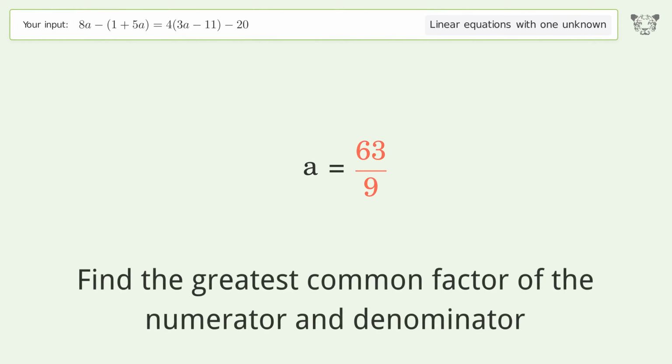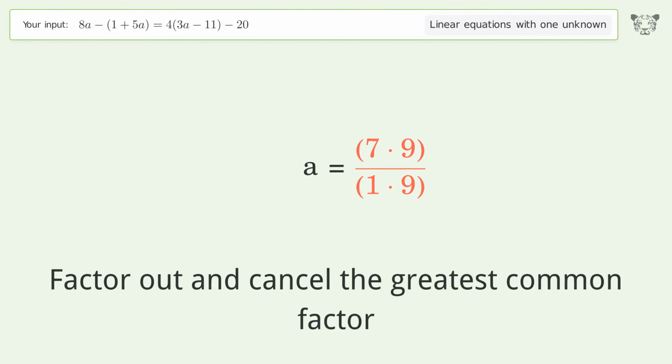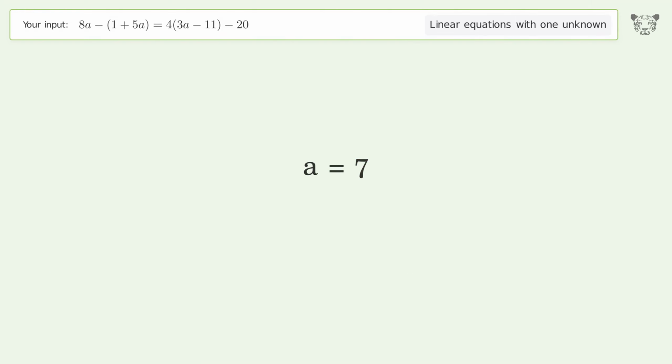Find the greatest common factor of the numerator and denominator. Factor out and cancel the greatest common factor. And so the final result is a equals 7.